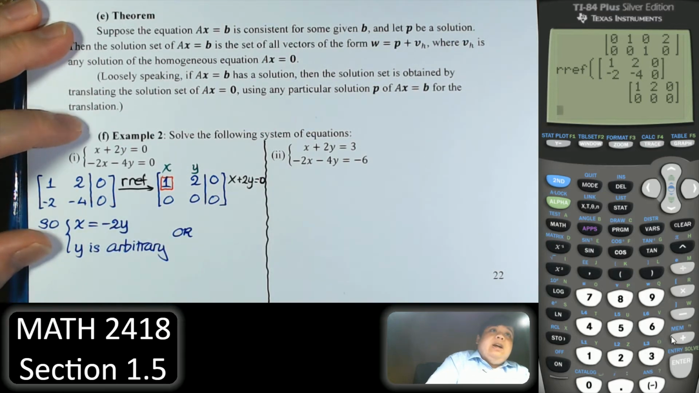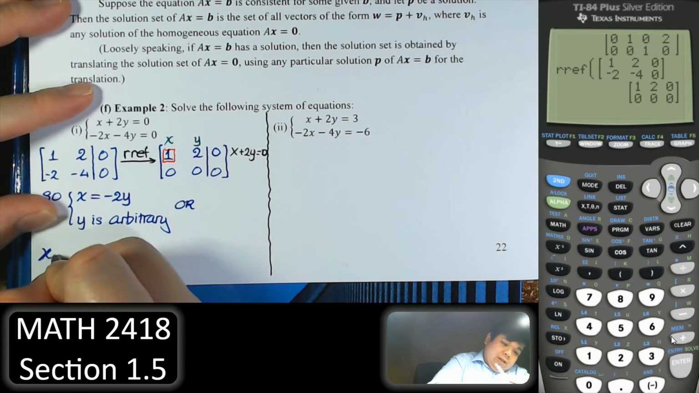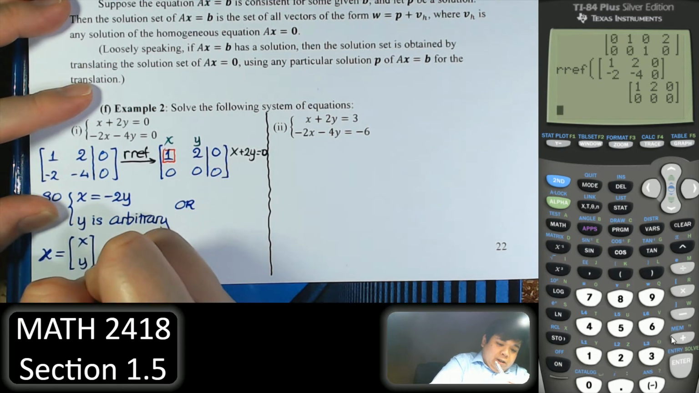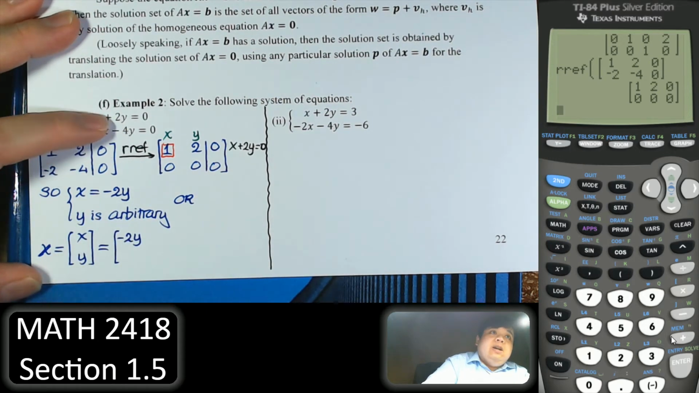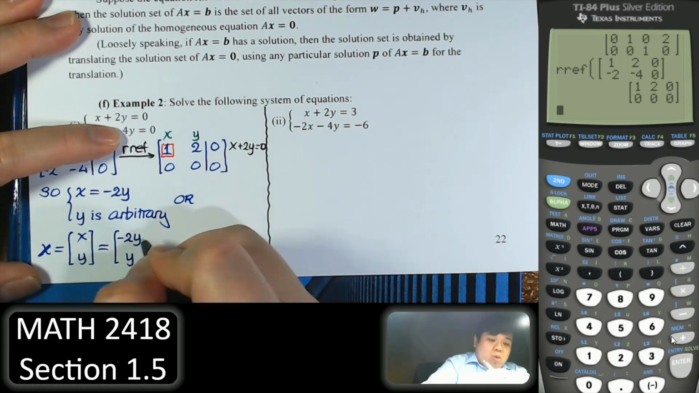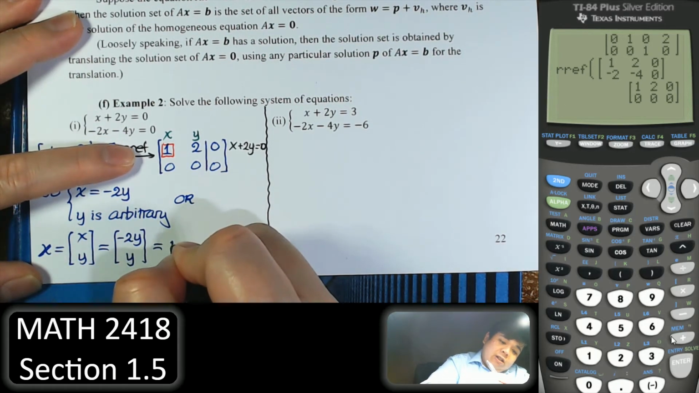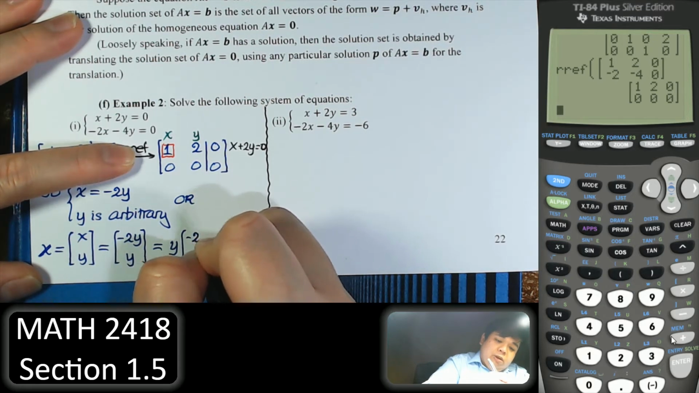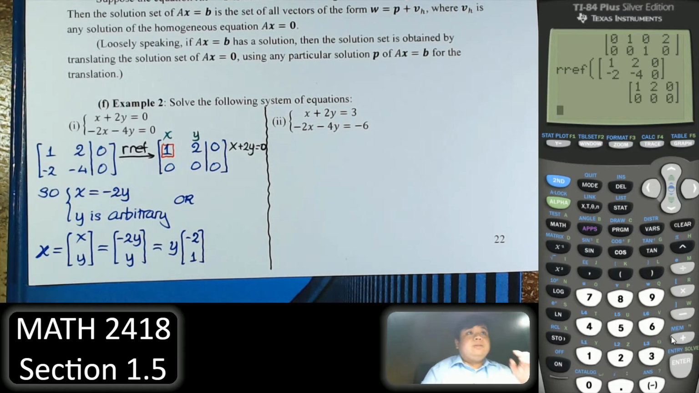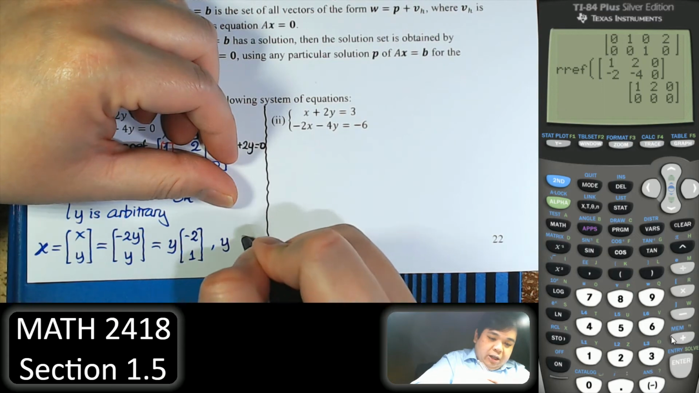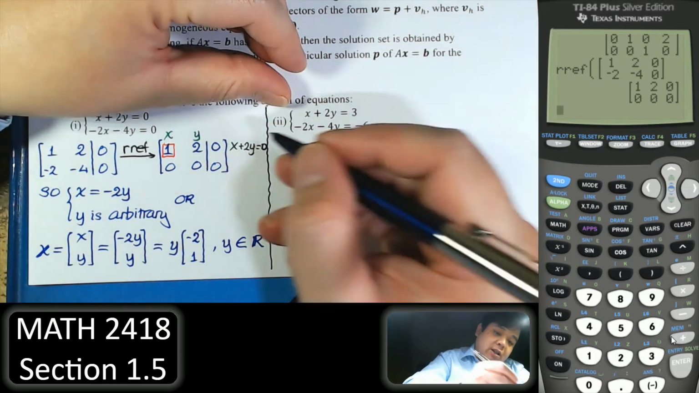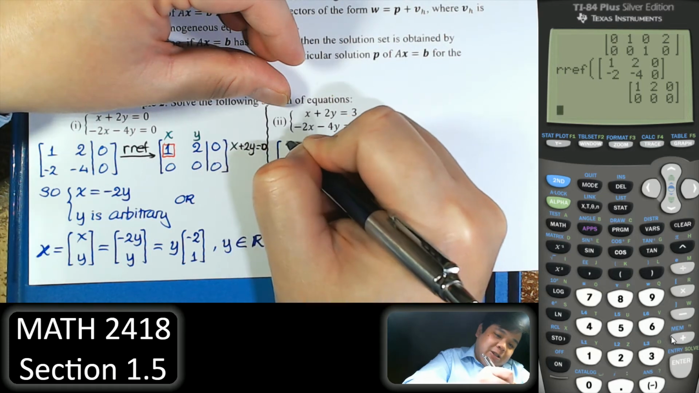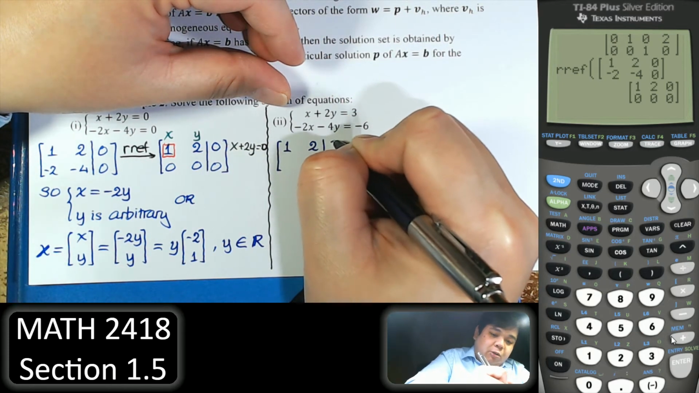Or if we write this in parametric form, vector x equal to (x, y), where x is equal to negative 2y, and y is arbitrarily chosen, so it's still just y. Factor out the y, we have y times (-2, 1). Of course, y is arbitrary, so we say y is any real number. Right, so that is the solution to the homogeneous system. Now, let's do that for this non-homogeneous system. Pretty much the same thing though. Write the augmented matrix.